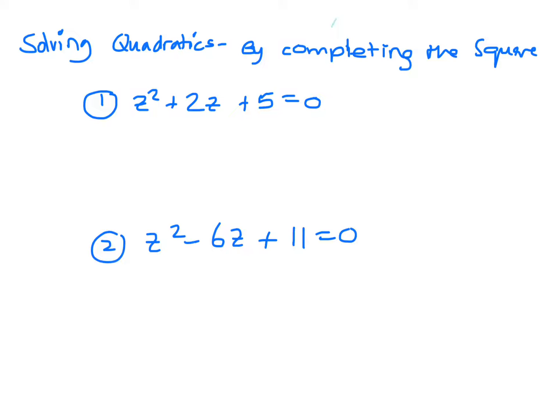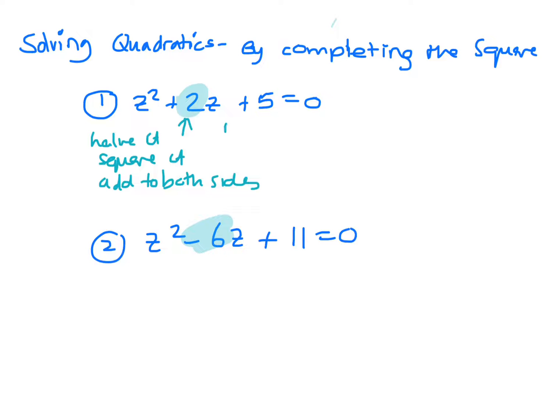Okay, I'm just going to solve these by completing the square and not using the quadratic formula. Okay, so in order to do this, you need to go to the middle term, which is the 2 there. In this case, it's the minus 6. And basically what you do is you halve it, square it, and you add to both sides.